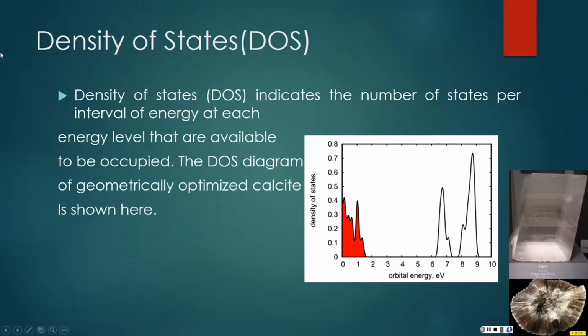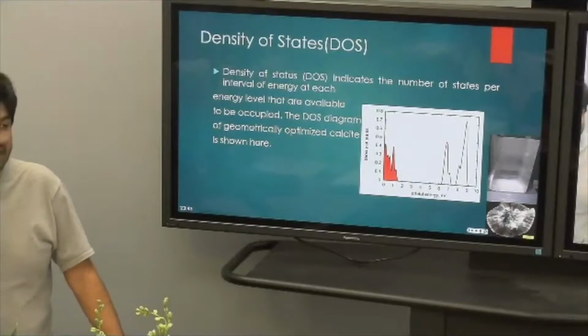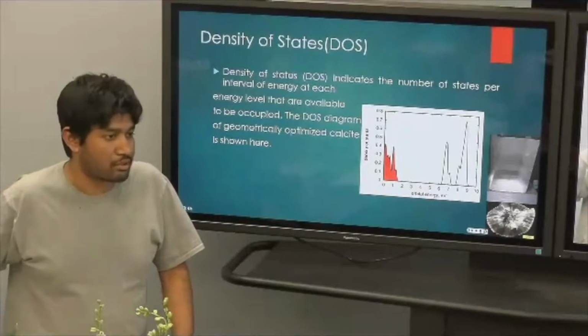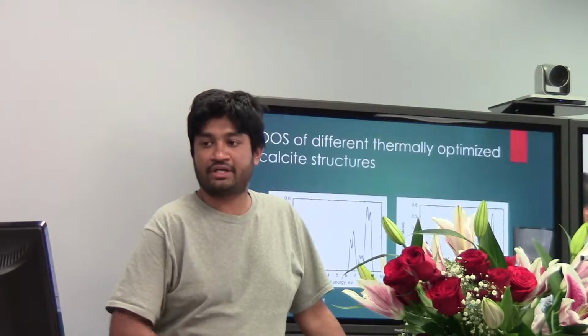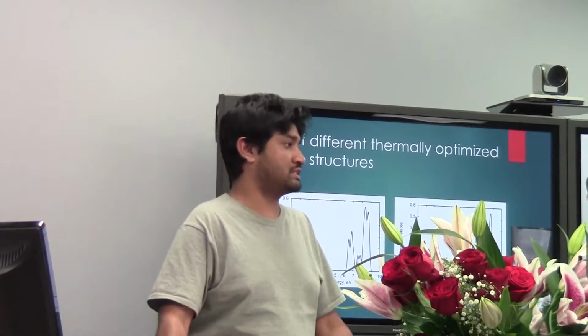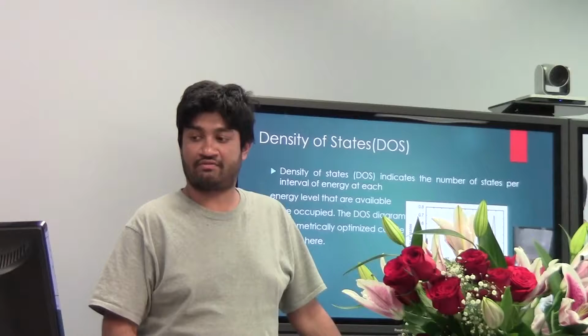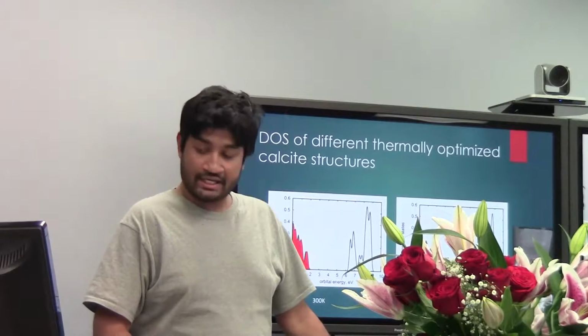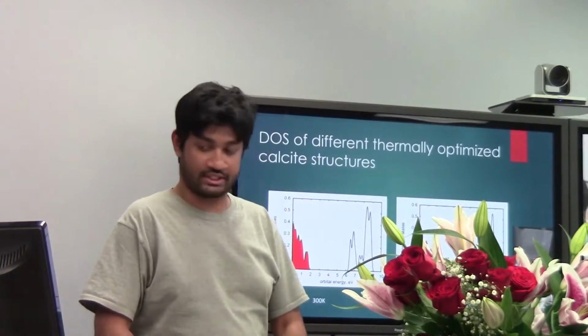So first, the density of states. It indicates the number of states per interval of energy at each energy level that are available to be occupied. Here, this is the DOS diagram of our geometrically optimized structure. And after running MD at different temperatures, we got this DOS diagram. So if we look carefully at this DOS diagram, you'll find that with the increment of the energy, the HOMO-LUMO gap is decreasing.